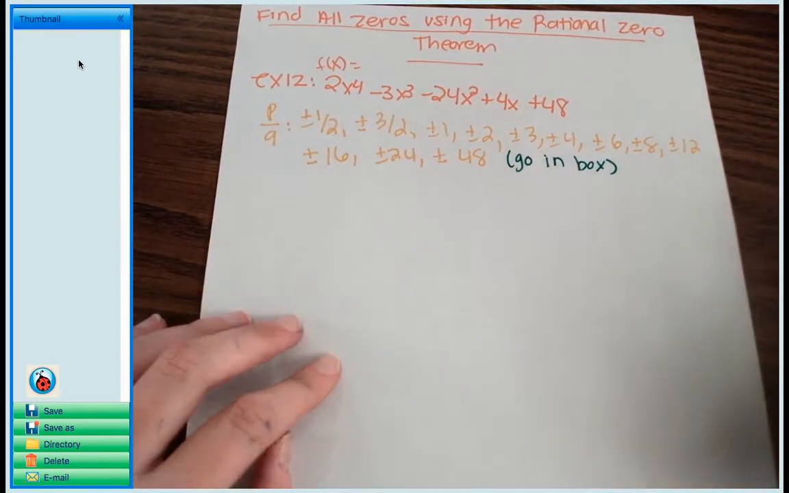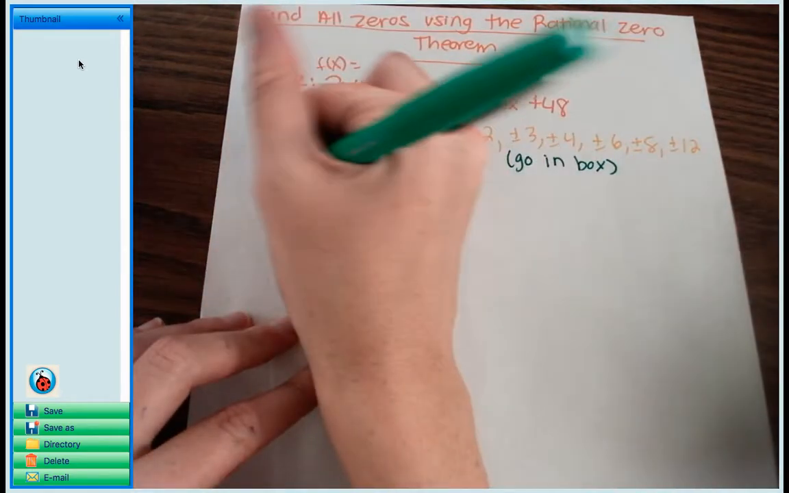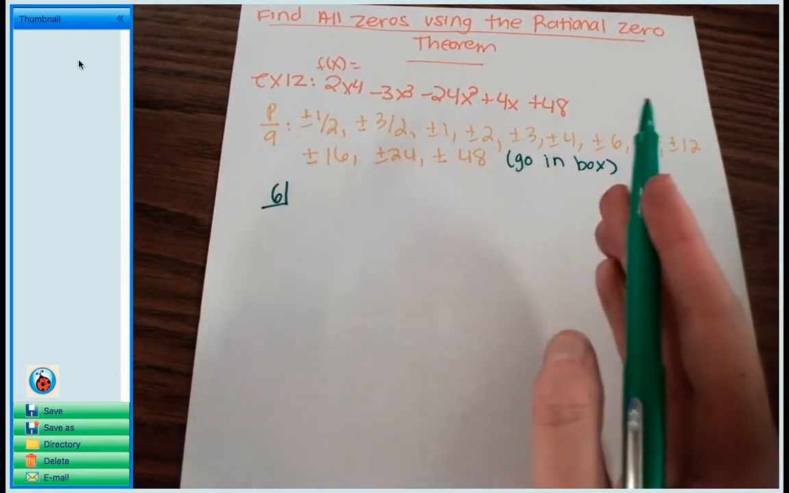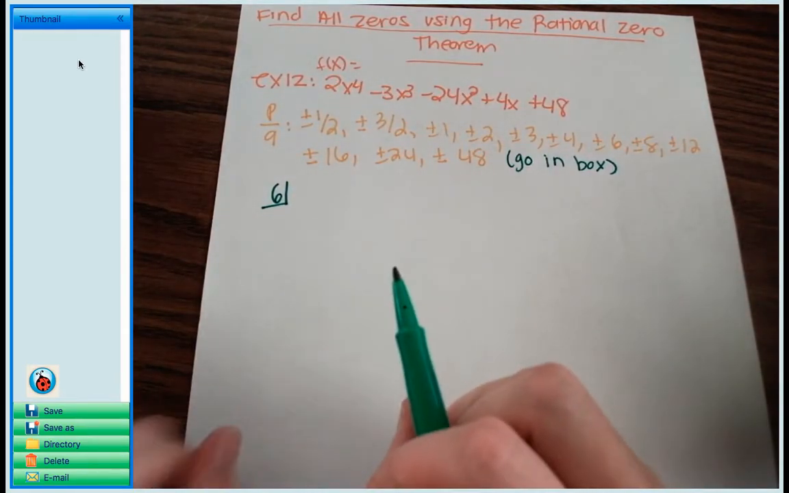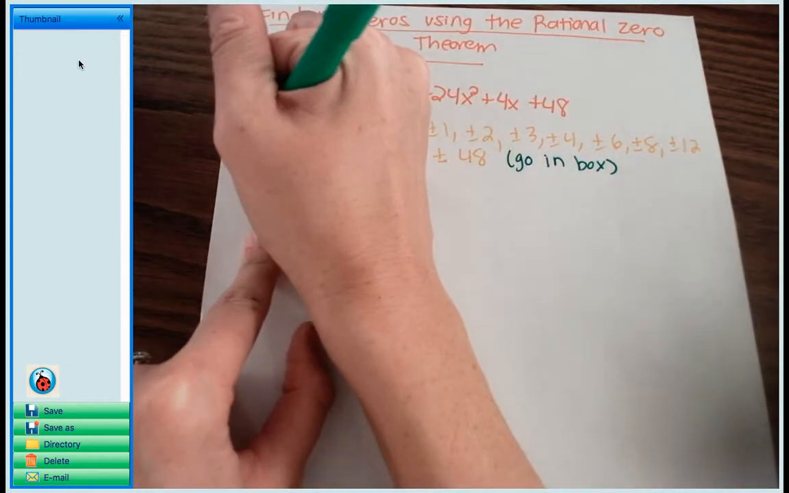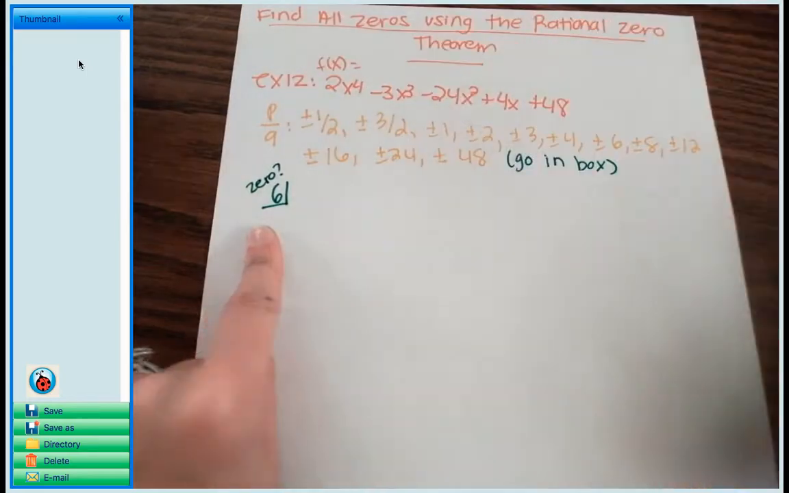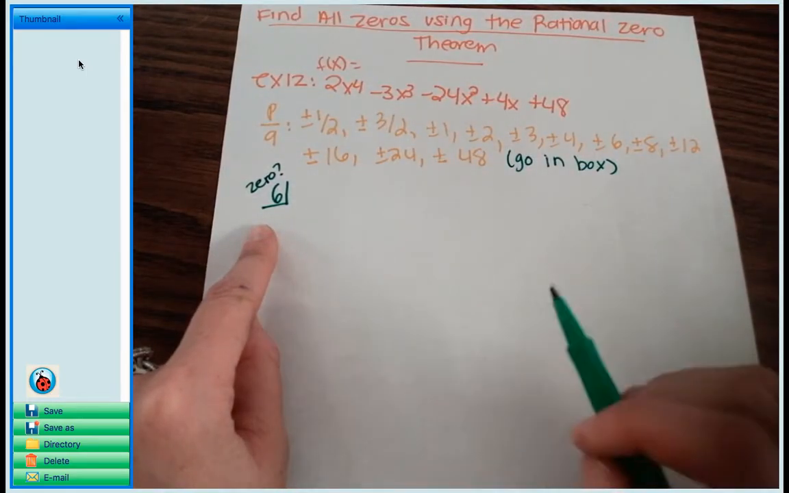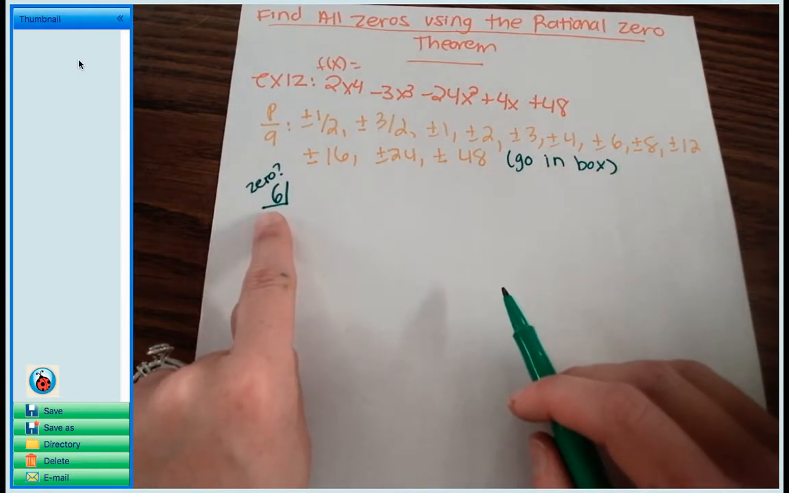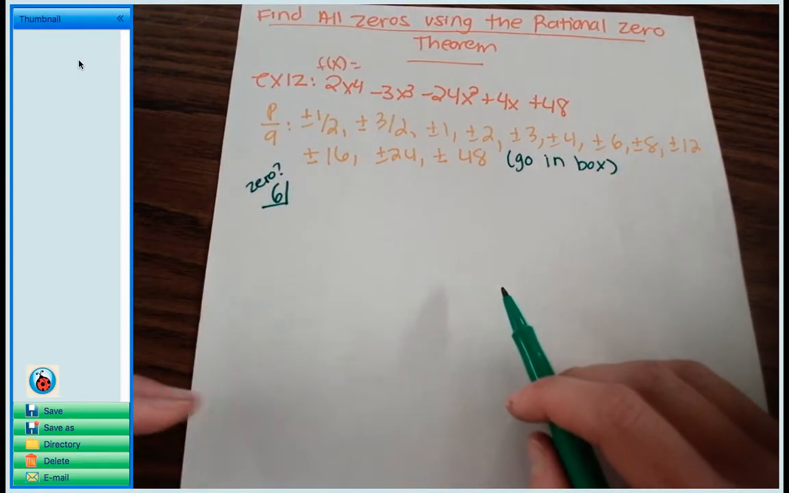Okay, so I'm going to put my 6 in the box. Okay, so again, you get to pick any of these that you want. Okay, and remember, if it is a 0, because this is our 0 potentially, I don't know yet. If it is a 0, my remainder should be 0 when I get done, which will mean this is a 0, and then I can write it in factored form.